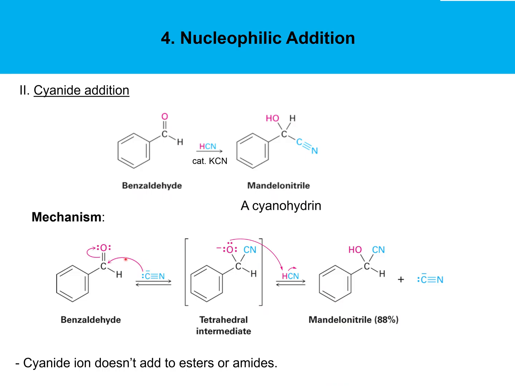The cyanide ion will add to the carbonyl carbon, break the double bond, and give us this tetrahedral intermediate. The oxygen will then be protonated by hydrogen cyanide to produce the cyanohydrin and the cyanide ion, which will continue the reaction. So for that reason, we only need a catalytic amount of potassium cyanide. Note that cyanide ion is not a strong enough nucleophile to react with esters and amides, so it generally reacts only with aldehydes and ketones.